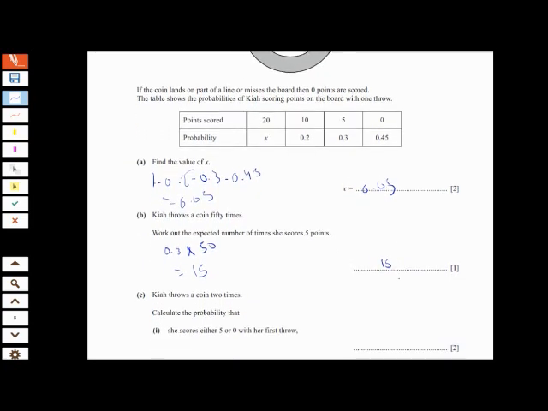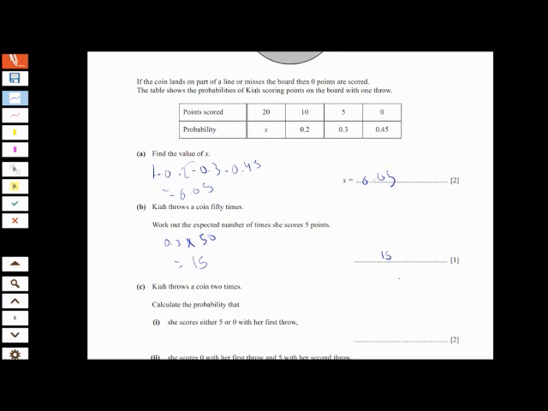Now Kia throws a coin 2 times. Calculate the probability that she scores either 5 or 0. When it's a probability and they say the keyword "or," that means you add. Now 5 is 0.3 and 0 is 0.45, so you add 0.3 plus 0.45, which is 0.75.